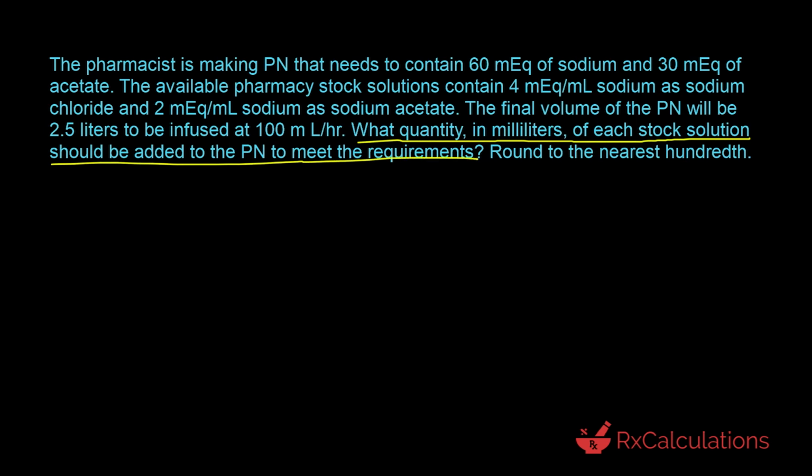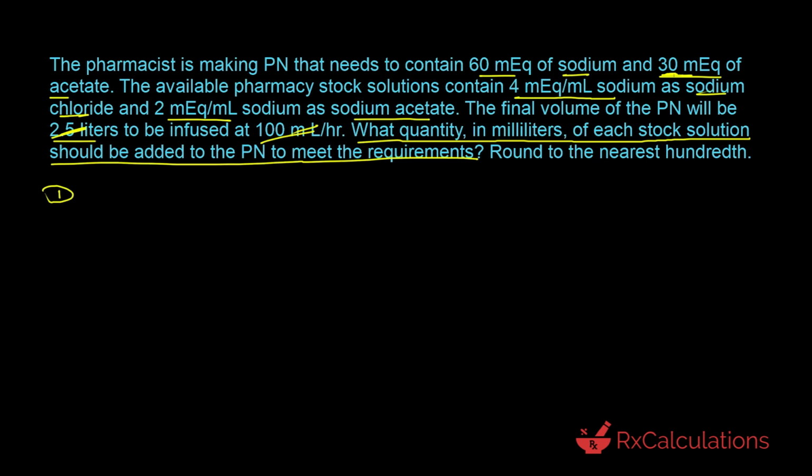So now let's go through the preamble. The pharmacist is making PN that needs to contain 60 milliequivalents of sodium, 30 milliequivalents of acetate. The pharmacy stock solution contains 4 milliequivalents per milliliter of sodium as sodium chloride and 2 mEq per milliliter of sodium as sodium acetate. The final volume of the PN will be 2.5 liters and it should be infused at 1 ml per hour. So this information, although important, is not necessarily relevant to our solution. So the first thing we want to do is, by giving the sodium acetate, figure out how much sodium accompanies it. Now the first thing though is we need to supply 30 mEq of acetate.